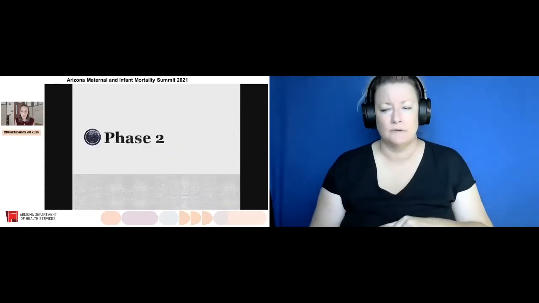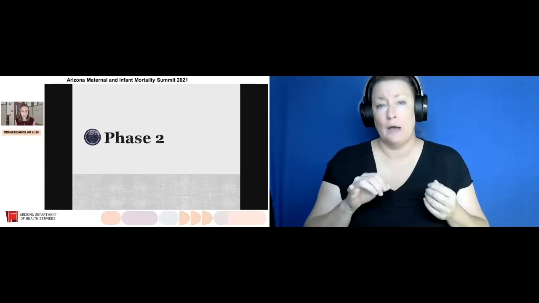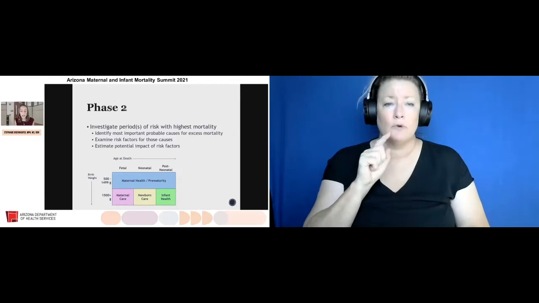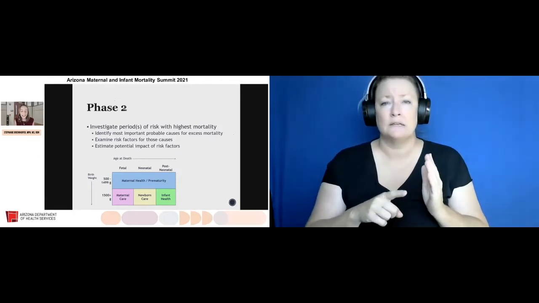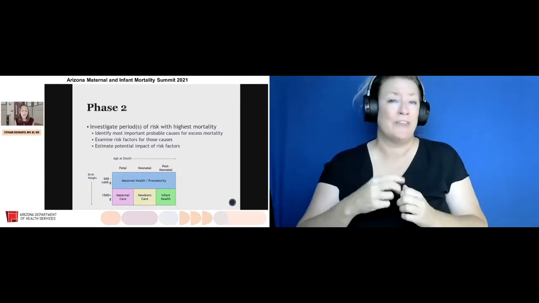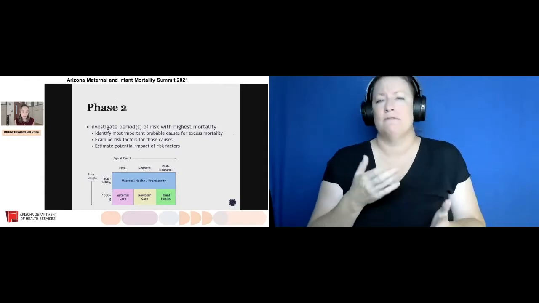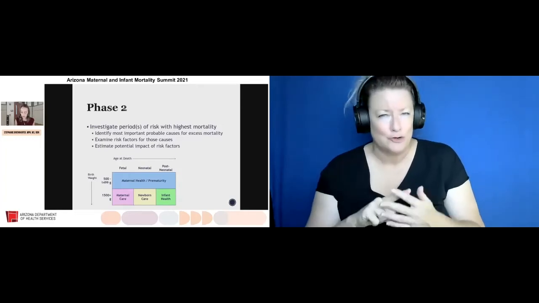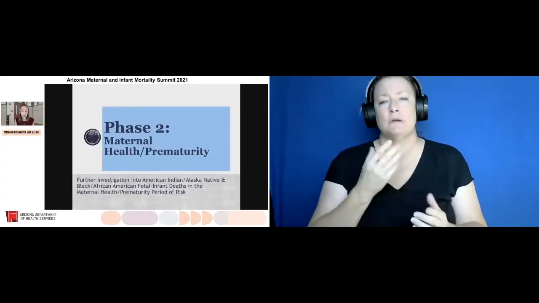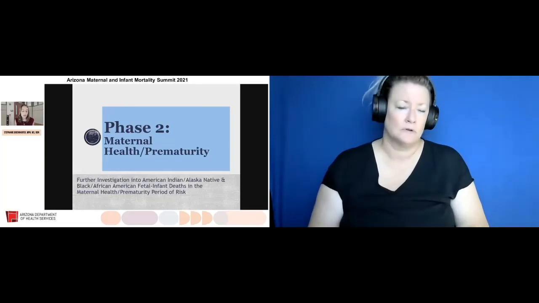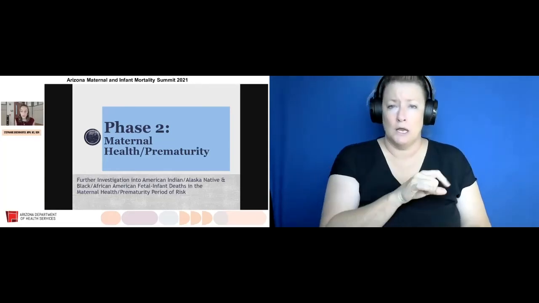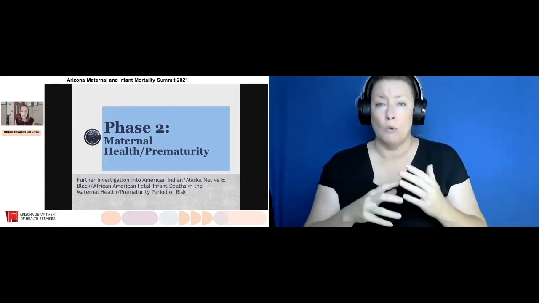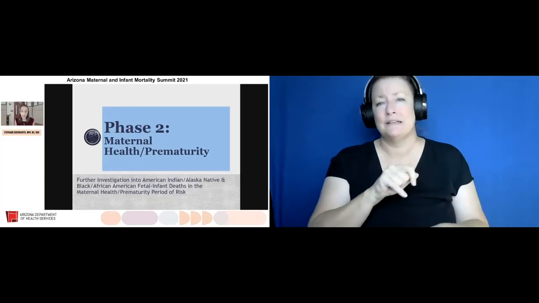So that was the end of phase 1, and now we move on to phase 2. In this phase, we're going to investigate the periods of risk with the highest mortality, and then identify the probable causes for that excess mortality, what risk factors are contributing, and the potential impact that they may have. Since phase 1 revealed that we should focus on maternal health and prematurity for both American Indians and Alaska Natives and Black and African Americans, we will start there.